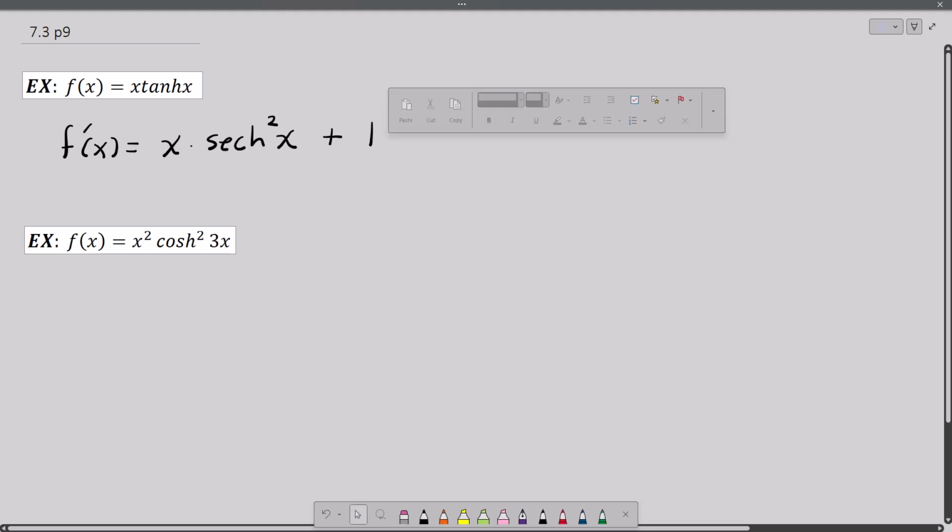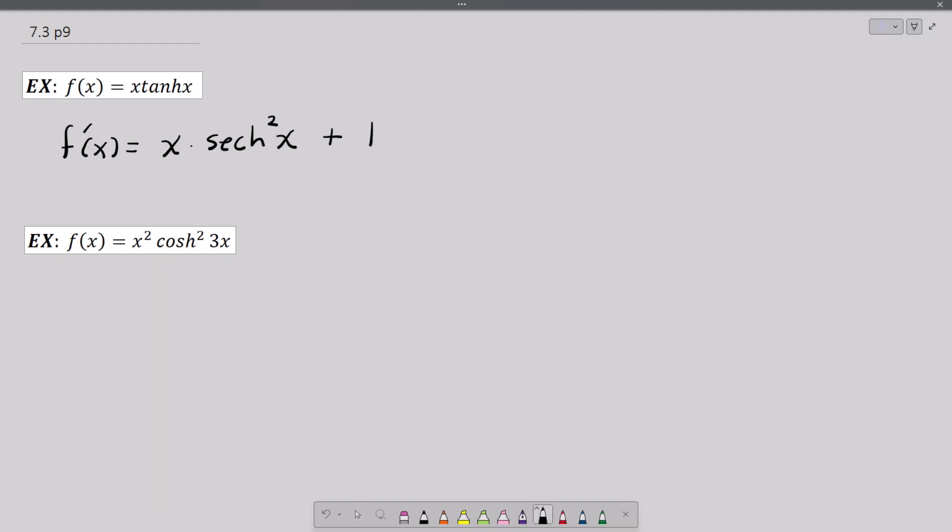So derivative of first, what is happening? Derivative of first times second. So tanh is next. Of course, we don't need that one. So simplified, there's not a lot we can do. So that's it. There's our derivative.